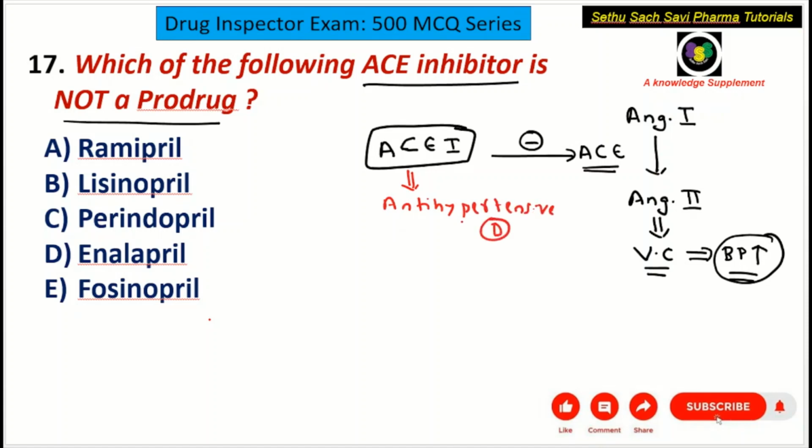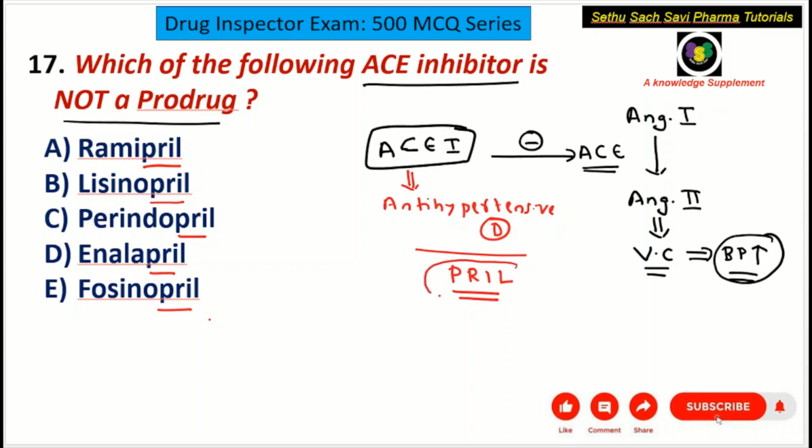Now another point you need to remember: the names of the drugs end with PRIL, P-R-I-L. If you look at the drugs belonging to the ACE inhibitor category, the name of the drug will end with PRIL. All these drugs given in this question are ACE inhibitors. Ramipril contains PRIL, lisinopril contains PRIL, perindopril contains PRIL, enalapril contains PRIL, fosinopril contains PRIL. So all ACE inhibitors are PRIL drugs.